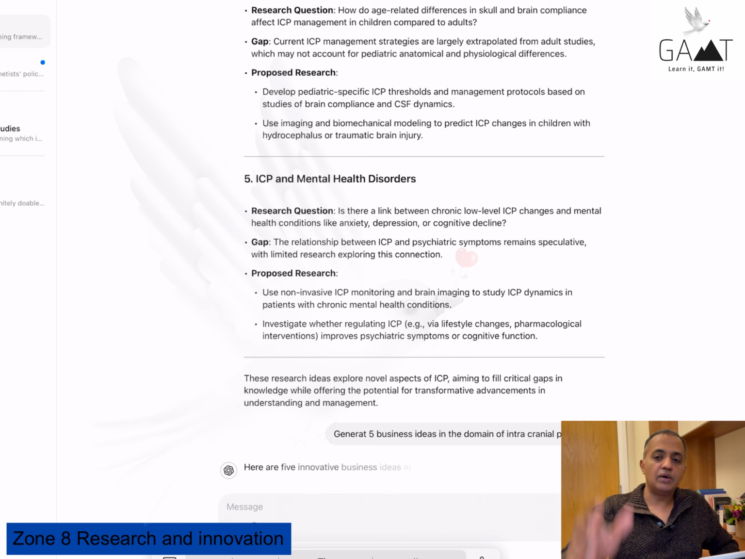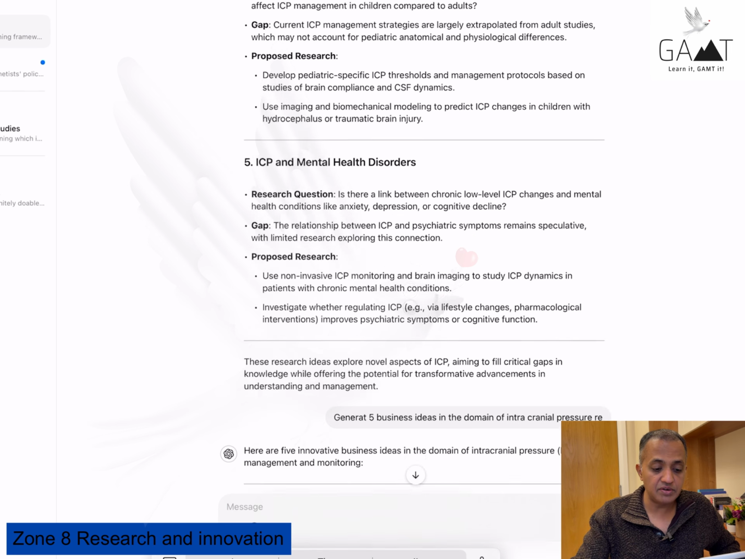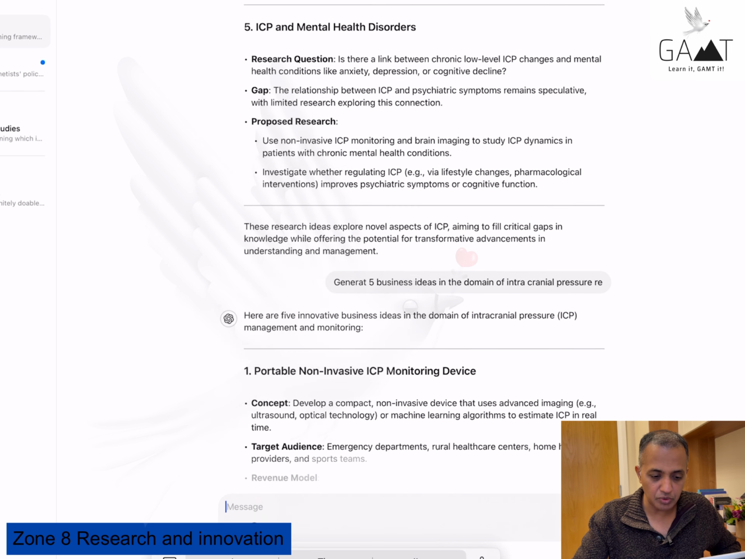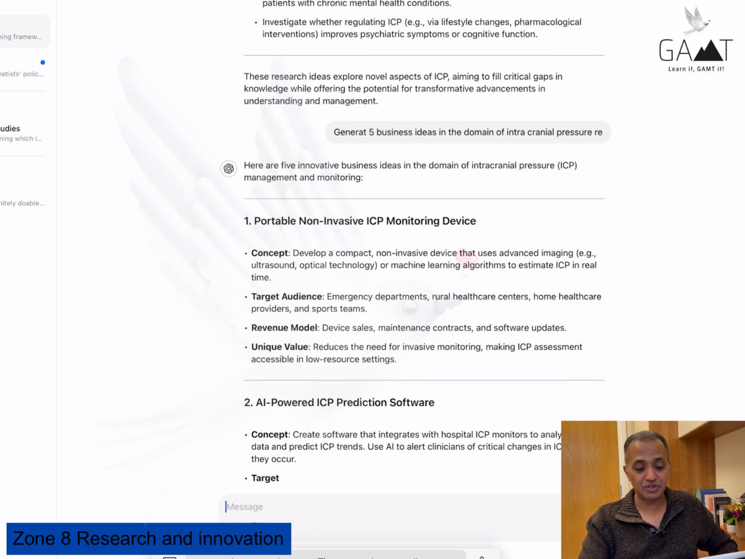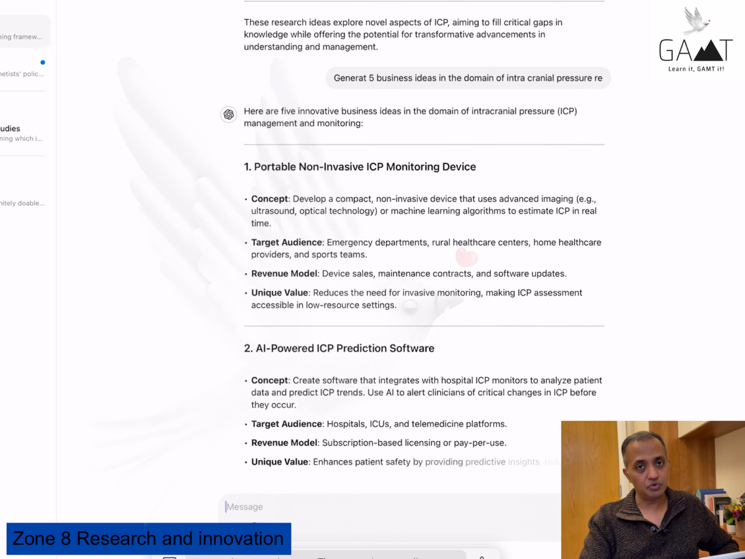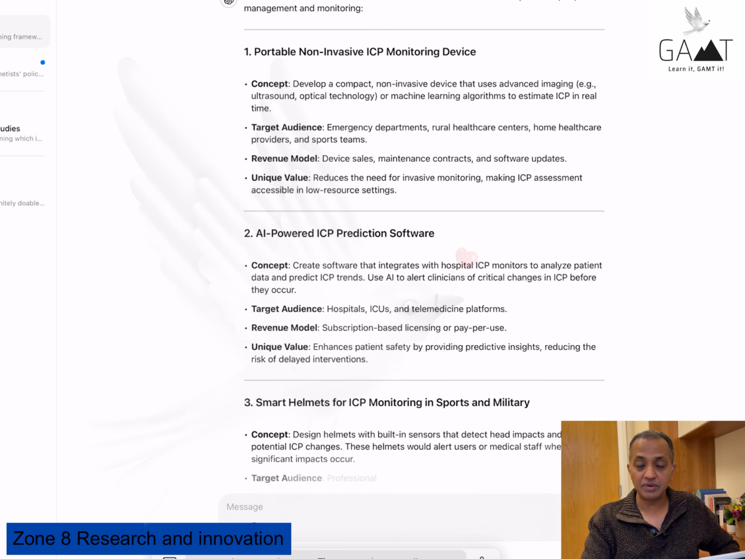So I want to run 5 business ideas. These are the 5 innovative business ideas. All right, there you go. Okay, portable non-invasive monitoring device. Okay, target audience. There you go. Revenue model. Your revenue model. Of course, AI is everywhere. ChatGPT is everywhere. AI-powered ICP prediction software.